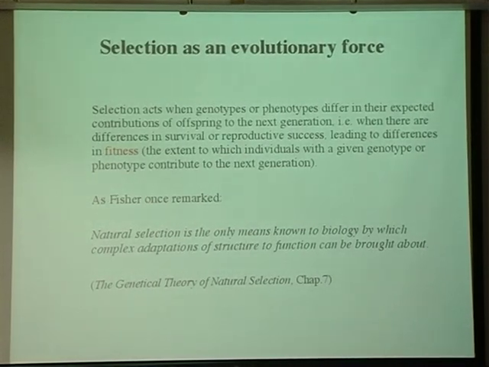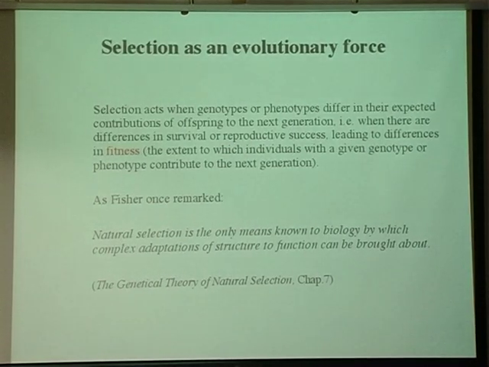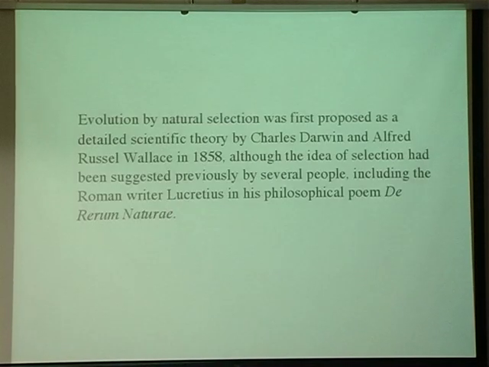So selection works when there are differences in fitness between individuals, to the extent to which individuals of the given genotype or phenotype contribute to the next generation, and that can happen through differences in survival or differences in numbers of offspring. It doesn't really matter from the point of view of this lecture which of these went on.